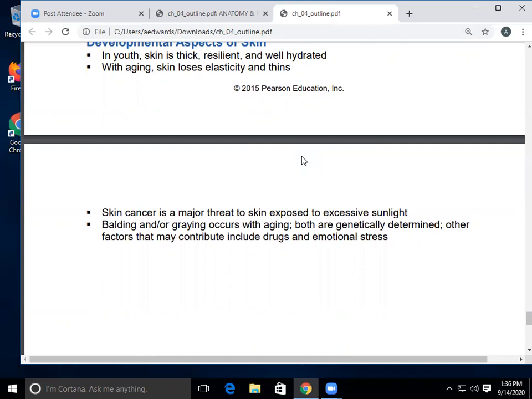All right, also with aging, you can get balding or graying of hair. You know, I get a little graying of my beard when I grow it out. But that's, again, hair is a part of your integumentary system. That can also be related to your genetics. But other things like medicines you take or drugs, emotional stress can affect that too.